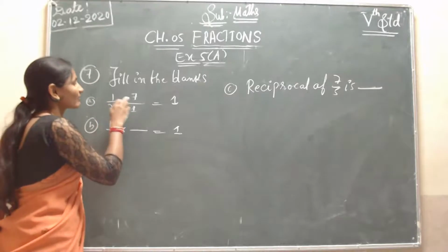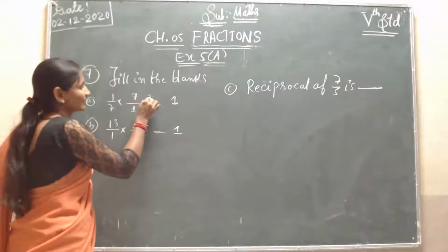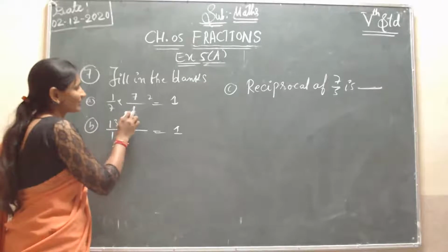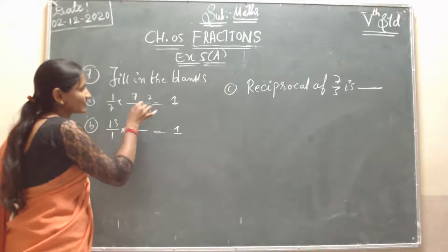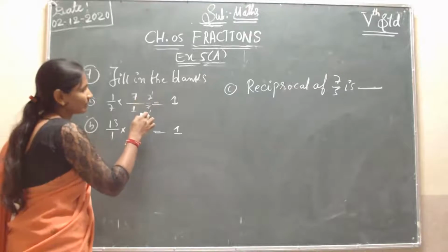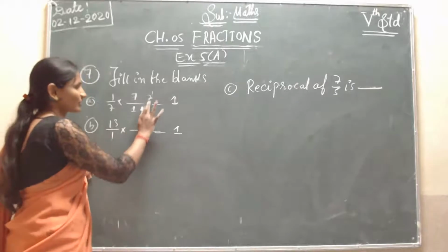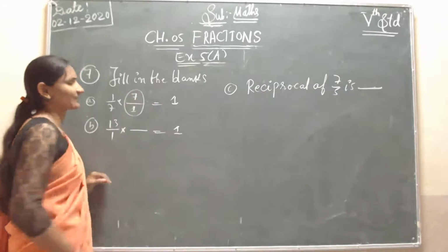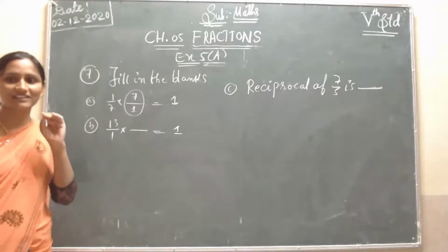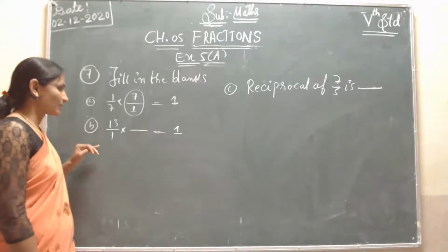You know 1 sevens are 7. So 7 ones are 7. 1 by 1 result is 1. Because, students, what is the number here? 7 by 1. Because the result is what? 7 by 1.